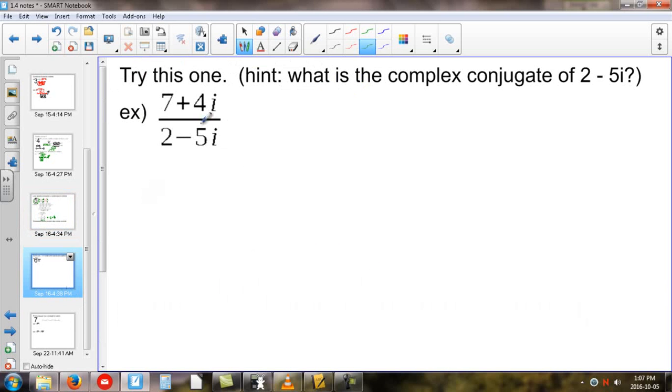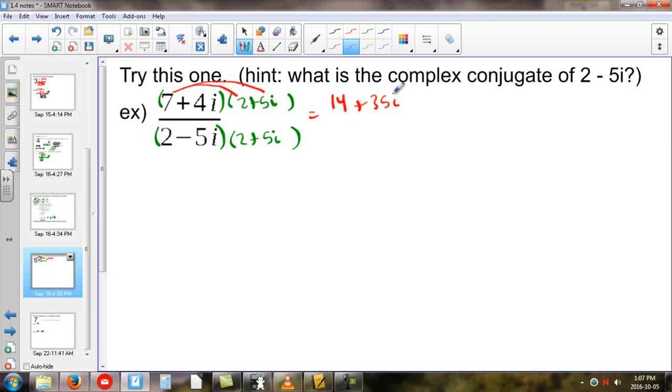Let's do this one on our own. So if you need to take a second, pause it and try it on your own. I'm going to go ahead and go through the process with you. The complex conjugate of the denominator would be 2 plus 5i. So I'm going to multiply top and bottom by 2 plus 5i. Becomes 14 plus 35i. And I've got 8i, so plus 8i, and plus 20i squared.